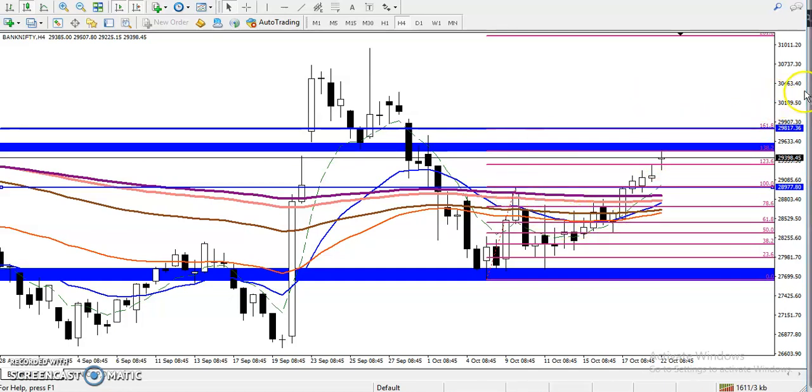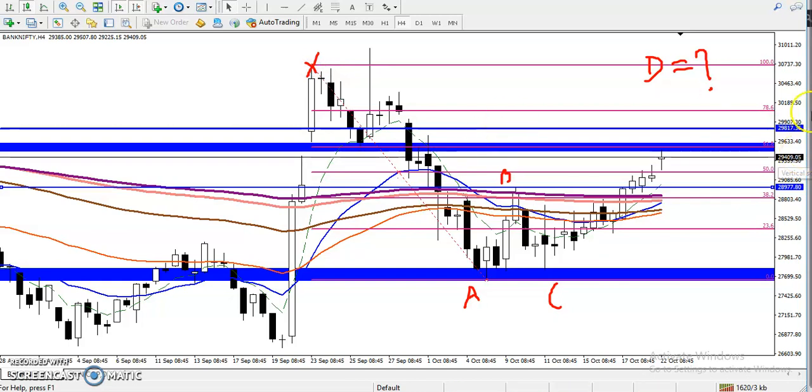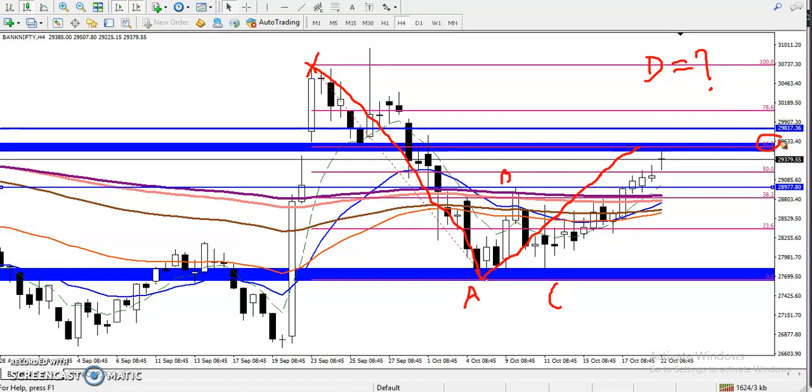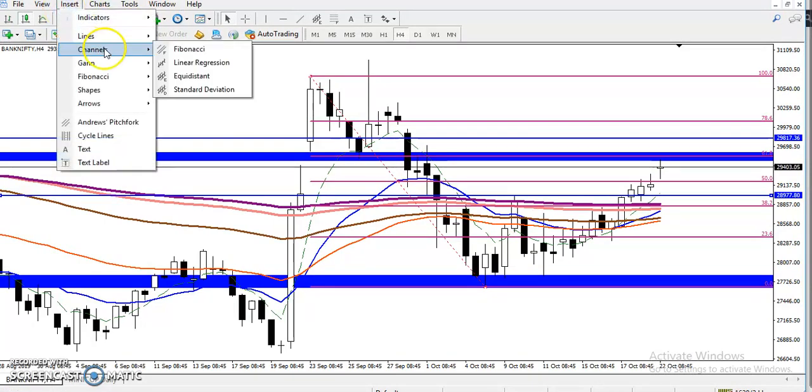So let me connect the X point and A point. This is the X point and here the A point, right? It was B and it was C, and we are looking for D, right? Where is D? So now let me draw here by connecting this area, the X point. When I connect X and A, this wave, we have now seen the retracement of 61% of the XA wave. All right, so let me draw the shape. Just a minute. Let me zoom in a little more. And now I'm going to draw the shape here.